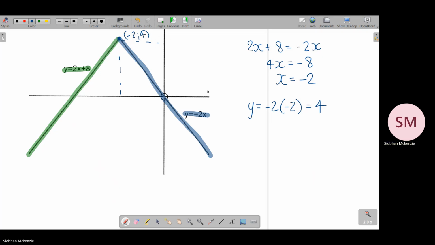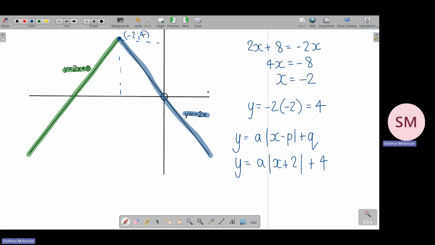Okay. So now you've got your salient point, which means if I look at my absolute value graph, which has a general form of this, immediately I can fill in my p and q. Okay. Has your graph been shifted left or right? Left. So what's my sign? Okay, so it's going to be plus 2. And then has it been shifted up or down? Up. So you're going to take that plus 4. We now need to find a.